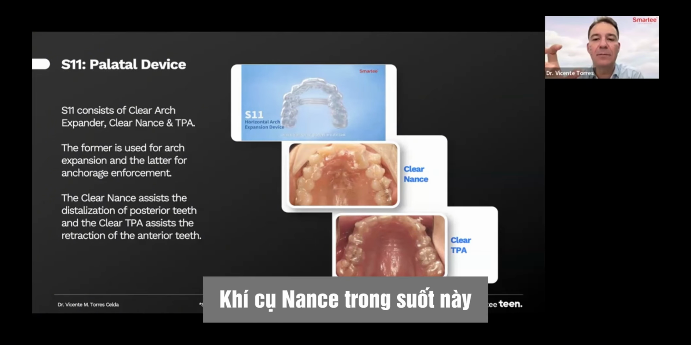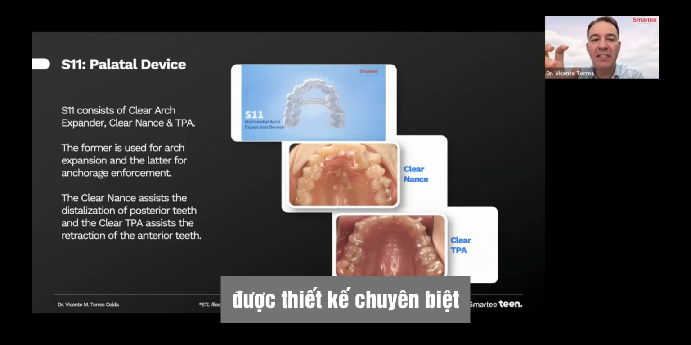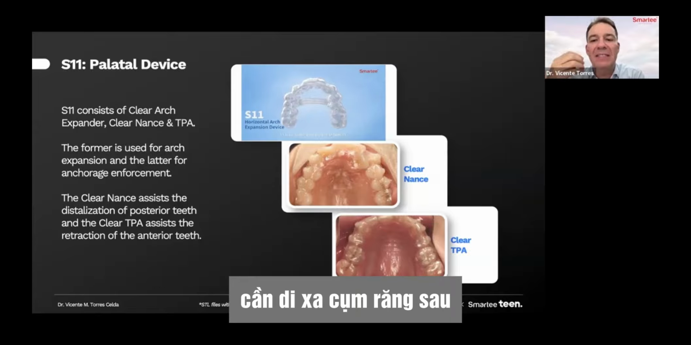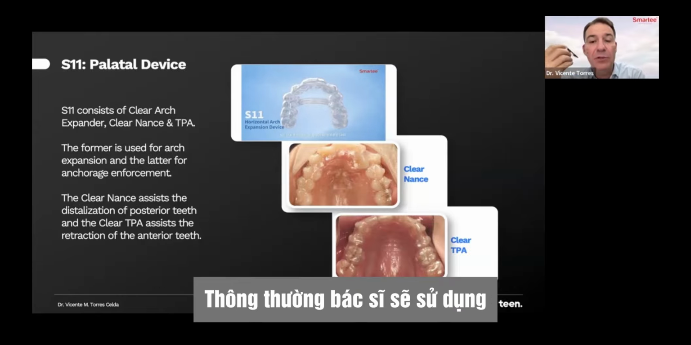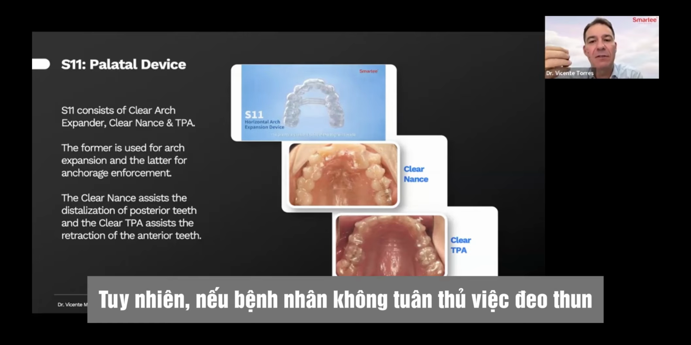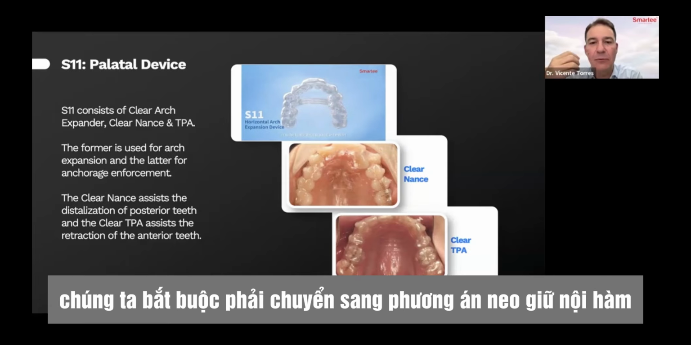So the clear nance is a special solution, for example, to assist the distalization of the posterior teeth. Imagine you have a patient that you want to distalize. Normally, we use anchorage with elastics. It's the inter-arch anchorage. In this case, for example, class 2 elastics. But sometimes the patient has no compliance with elastics, and we need to use intra-arch anchorage.